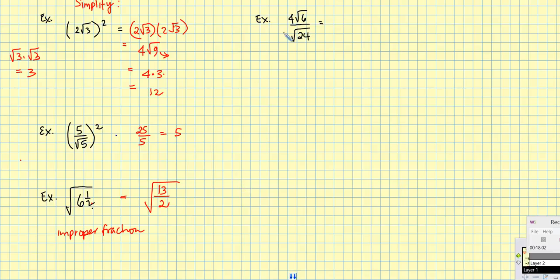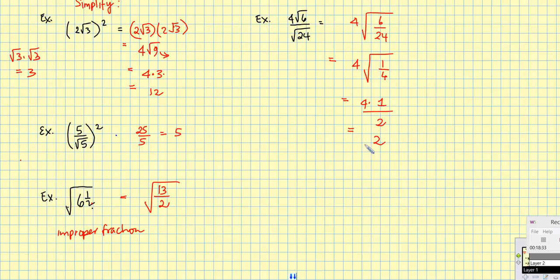If I want to solve 4 root 6 over root 24, I can place them all under the same square root here, 6 over 24, which becomes 4 times the square root of 1/4. Now the square root of 1 is 1, and that gets multiplied by 4. And the square root of 4, down in the bottom here, is 2. So that becomes 4 divided by 2, which makes your answer 2.